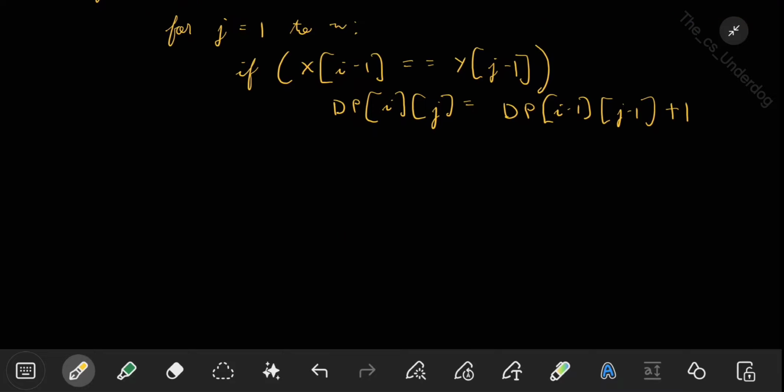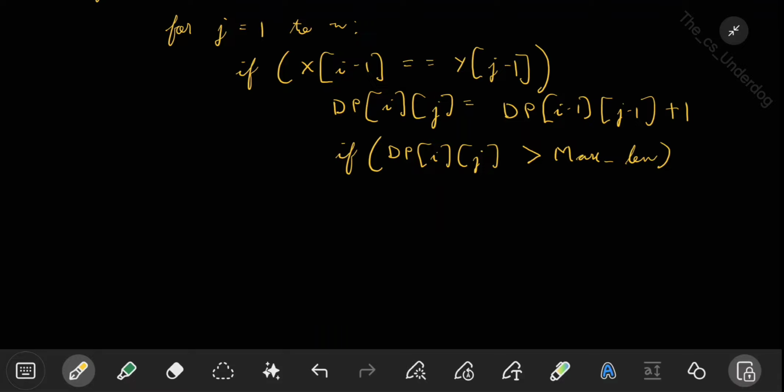One more thing you have to be careful here is, as soon as you do the entry, you should see whether this is the maximum entry. If it is the maximum entry you had seen till this point, you should update your variable called max length. How will you do that? You will see if this particular entry dp of ij, whatever you entered right now, is greater than your max length, what should you do? You should change your max length to this particular value. So your max length will be updated to dp of ij. This is the updation you want to do.